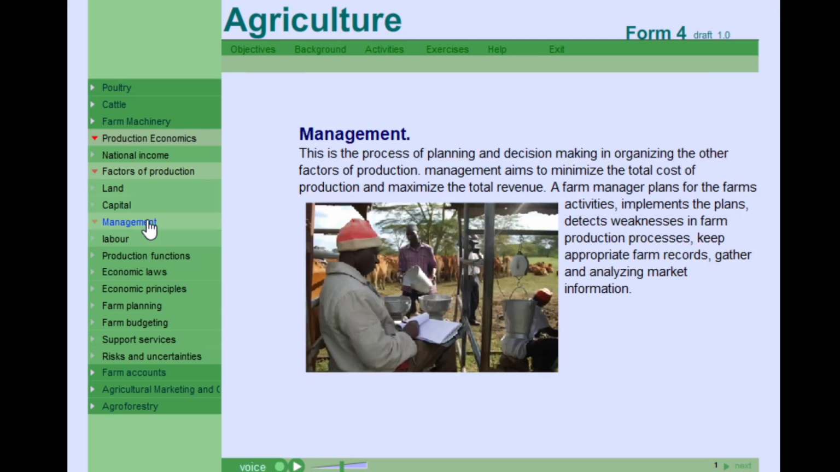Management. This is the process of planning and decision-making in organizing the other factors of production. Management aims to minimize the total cost of production and maximize the total revenue. A farm manager plans for the farm's activities, implements the plans, detects weaknesses in farm production processes, keeps appropriate farm records, gathers and analyzes market information.